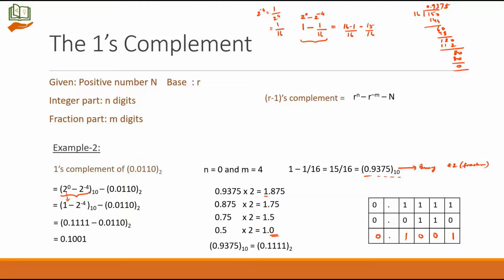So 1 0 0 1 after the decimal point will be the answer. Now just invert this part. This is going to be 1, this is going to be 0 and this is going to be 1. And people can ask me, what about this 0? Since the fraction is given here, this 0 is not going to be counted.